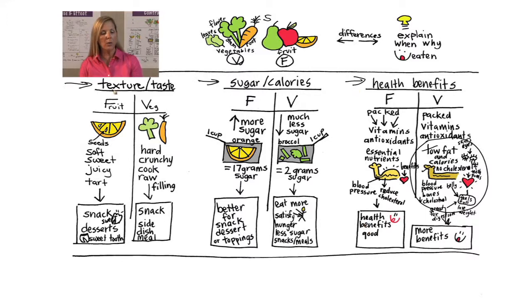In our body, we had our attributes. Notice we had texture, taste, sugar, calories, health benefits listed. Then we contrasted each using a T-graph, fruits and vegetables showing differences under each attribute.